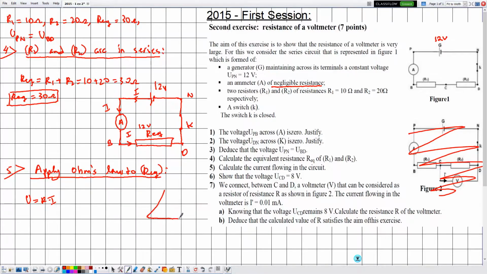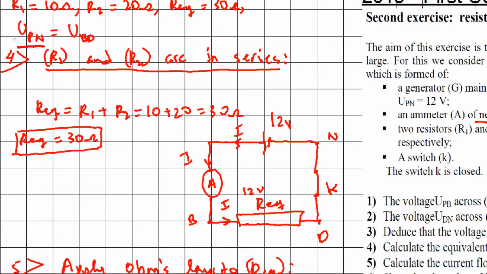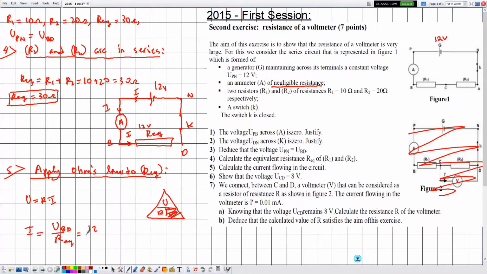Constructing the triangle of this formula, U at the top, R and I at the bottom. We are interested in calculating the value of I, so putting our hand over I will be given by U divided by R. Let's label these quantities. The applied voltage across R equivalent is given by UBD, and R is given by R equivalent. Now the value of UBD is equal to 12 because it's equal to UPN, and UPN is equal to 12 volts, divided by 30. Plugging this on the calculator will give us 0.4.